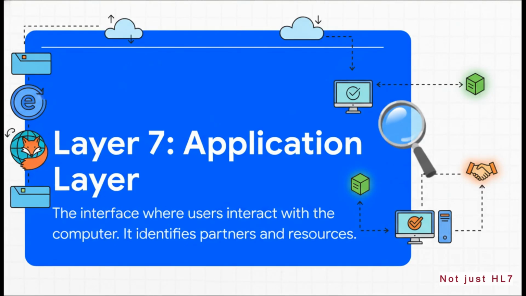Now, it's important to note your browser itself isn't in this layer, but it uses protocols at this layer, like HTTP. This layer's job is to see that you want to talk to another computer, check if that computer is available, and make sure the resources are there to even make the connection. Your email client does the exact same thing when it uses protocols like SMTP to send mail.